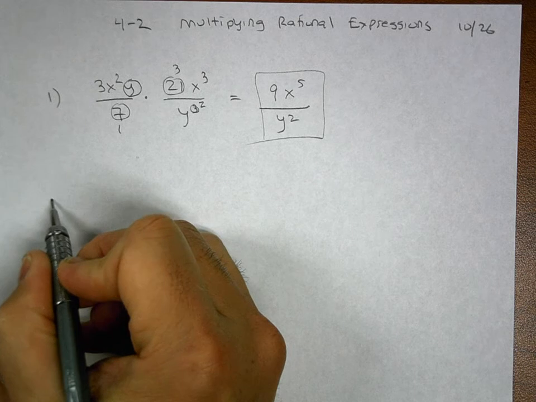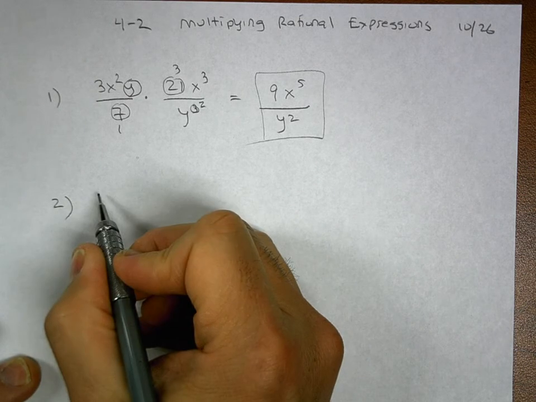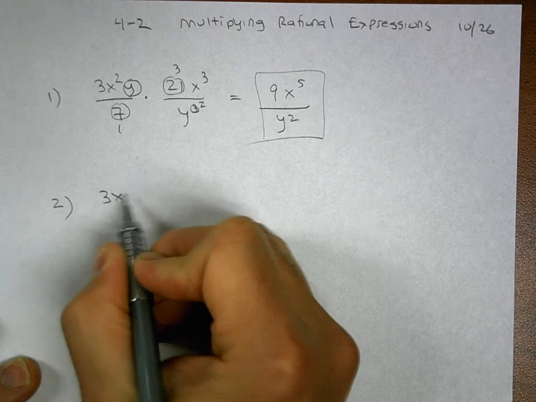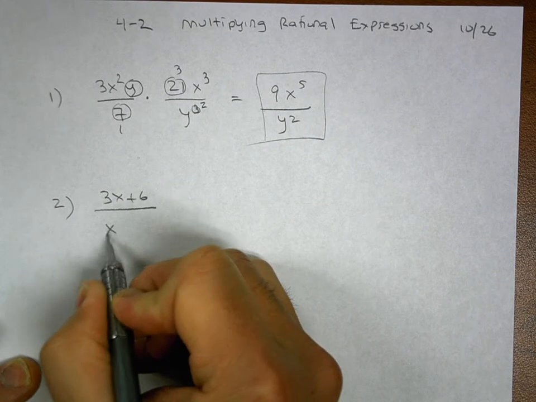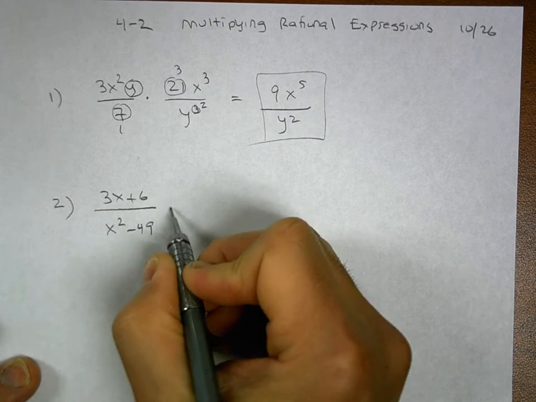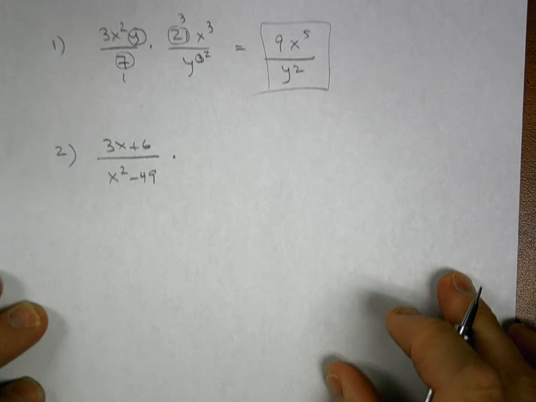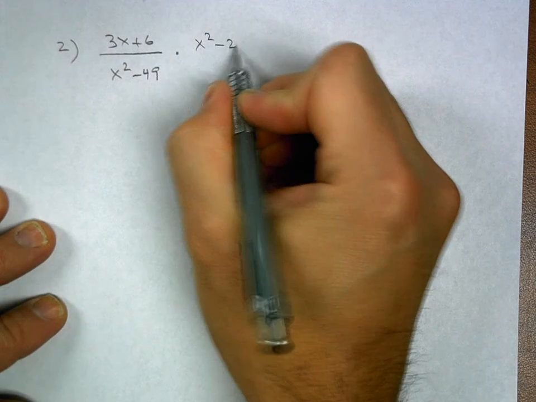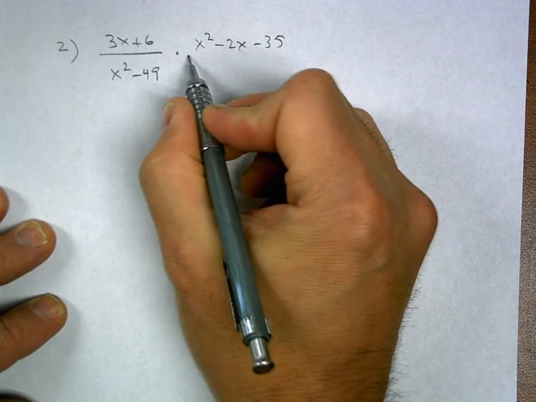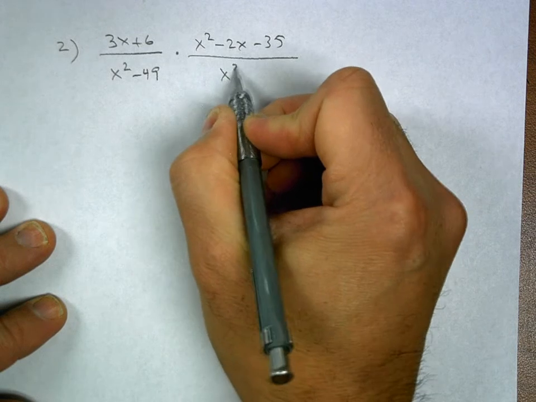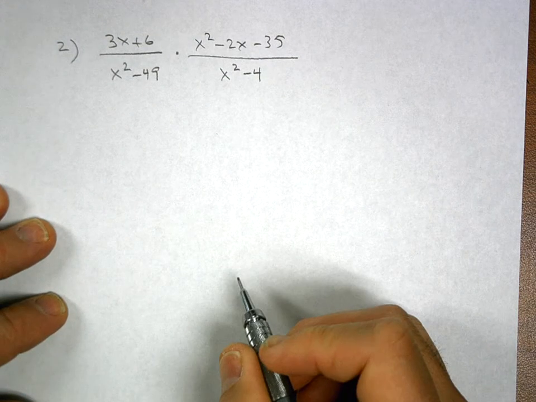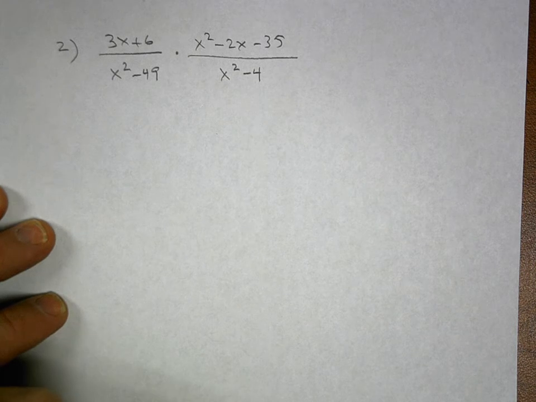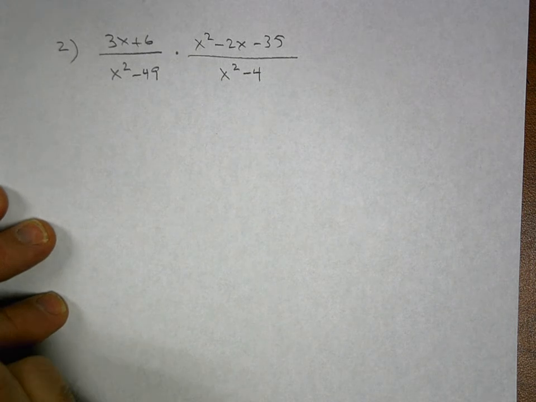Okay, number 2. Let's say we have 3x plus 6 over x squared minus 49 times, so we're multiplying these rational expressions, x squared minus 2x minus 35 over x squared minus 4. All right, we want to reduce. Should we factor is the question. Yeah, we definitely should.